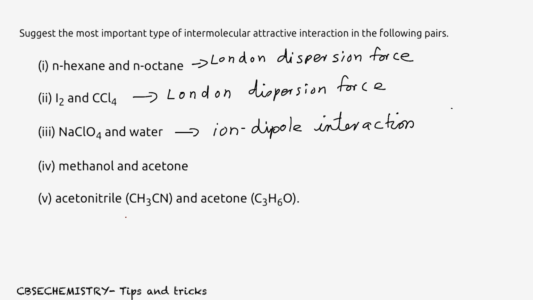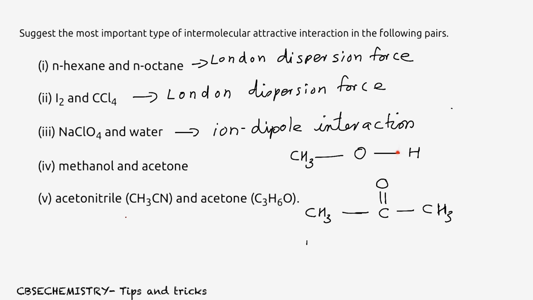Regarding methanol, draw the structure first. What is that? CH₃OH. Next is acetone. What is acetone? Acetone is propanone, right? CH₃, C double bond O, CH₃. Correct? If you check the methanol molecule, you can see that hydrogen is attached to a highly electronegative oxygen.